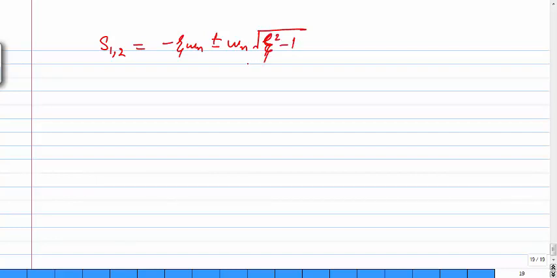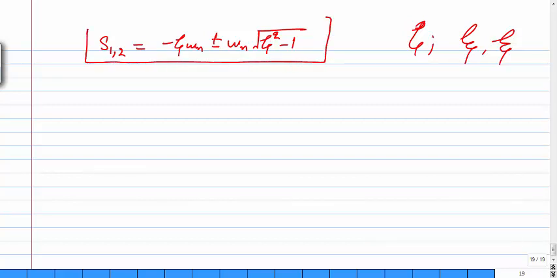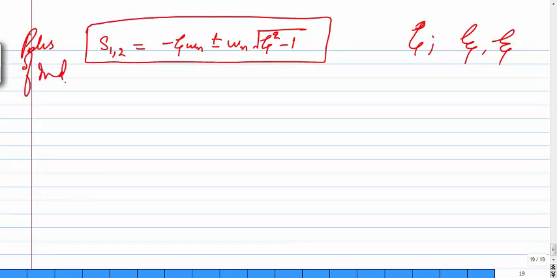There are two ways of writing zeta square minus 1, so it's better to rewrite it so that it's written correctly: zeta and zeta square minus 1. So these are the roots or pole locations, the poles of the second order system.